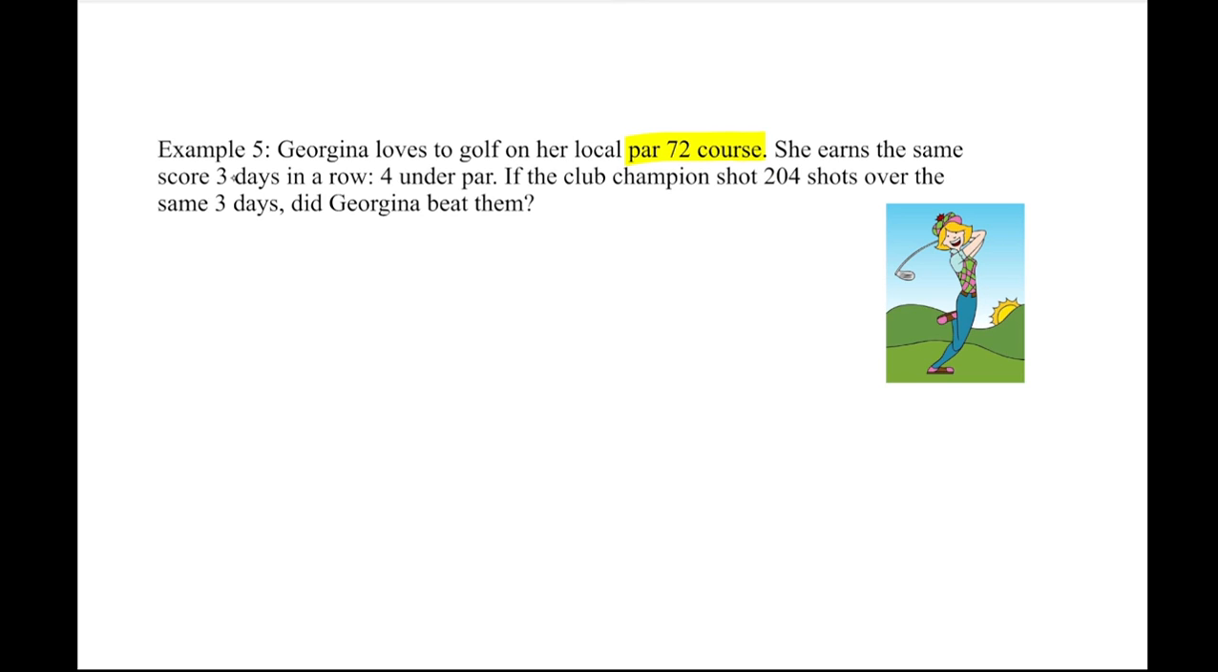So Georgina scores the same thing 3 days in a row, which is 4 under par. And the club champion shoots 204 shots over those 3 days. So in total, over 3 days, the club champion shoots 204 shots. We want to know, did Georgina beat them? Which in this case means lower number of shots wins. Right? In golf, you want to have the lower number. So basically, does Georgina have less than 204 or 204 shots?